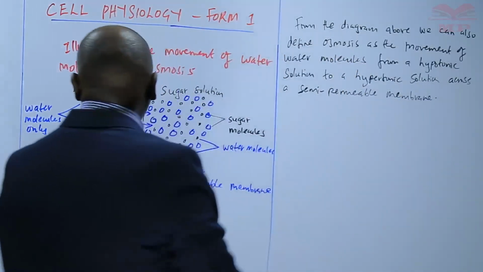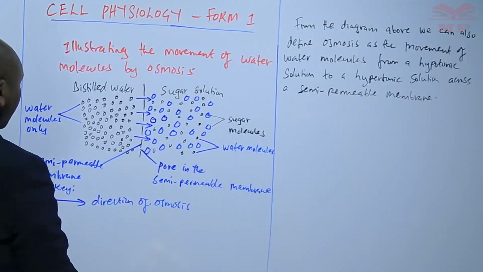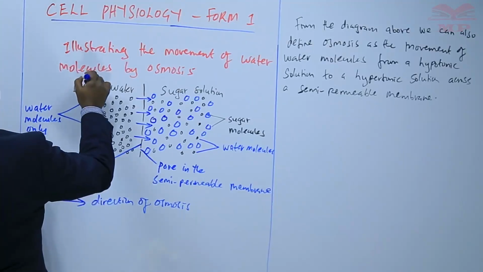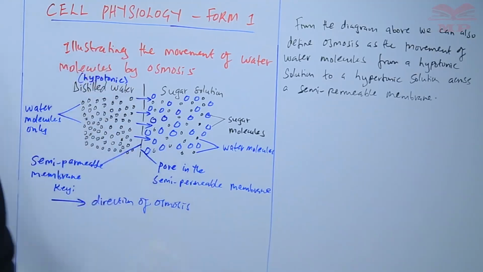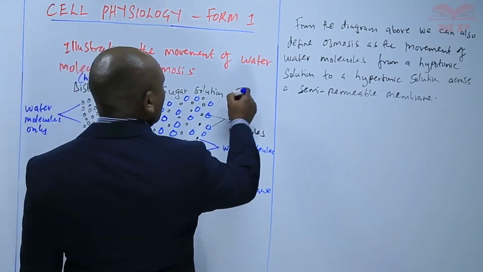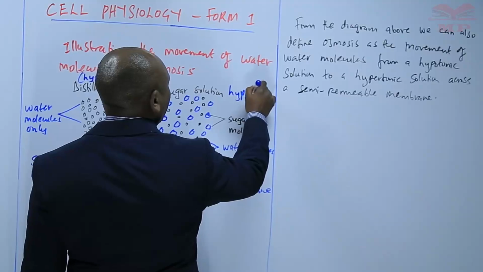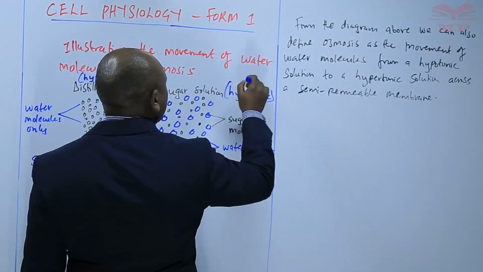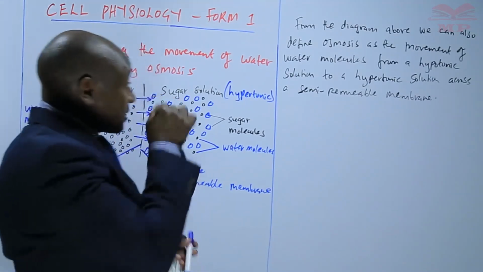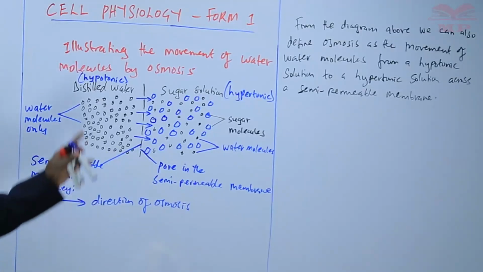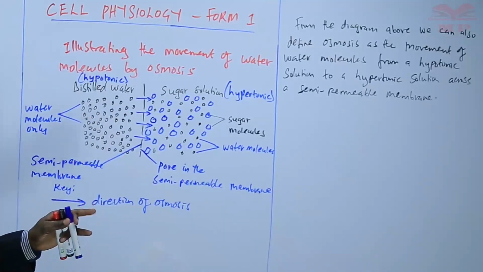So in our case here, the distilled water is hypotonic. The solution that has a high concentration of water molecules, we refer to it as being hypotonic, while the sugar solution is hypertonic, the one that has a low concentration of water molecules. So we can also say that osmosis takes place from a hypotonic solution to a hypertonic solution across the semi-permeable membrane.